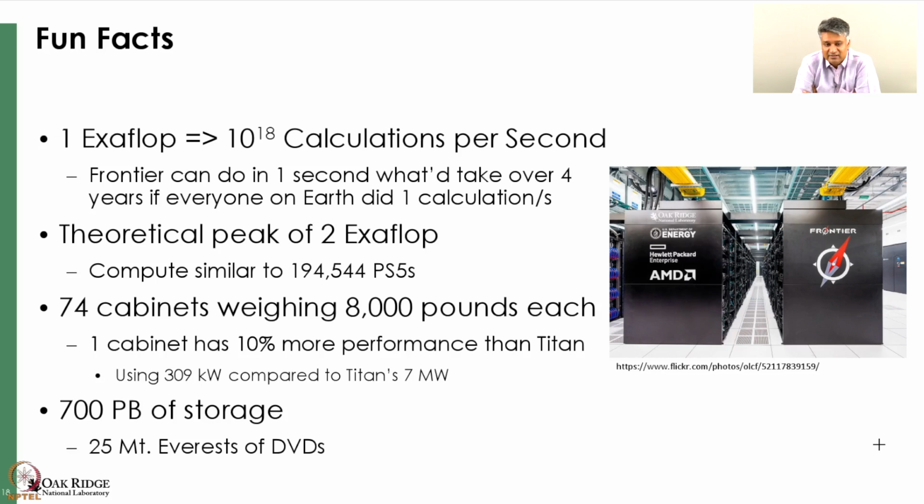This machine has a theoretical peak capability of going up to 2 exaflops, but it has not yet been harnessed. This machine has 74 cabinets, each of them weighing about 4,000 kgs or 8,000 pounds. Each cabinet has 10% more performance than the previous machine, Titan, which used to be a really fast machine. It also uses only a fraction of the power that the previous machine used.